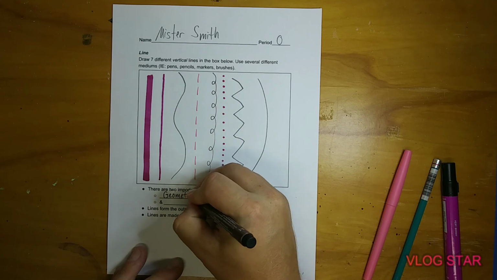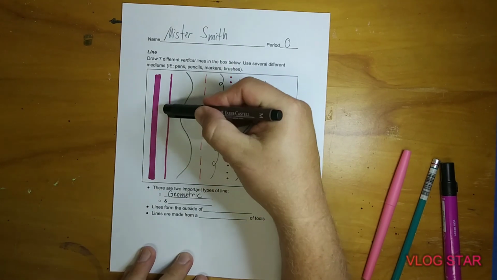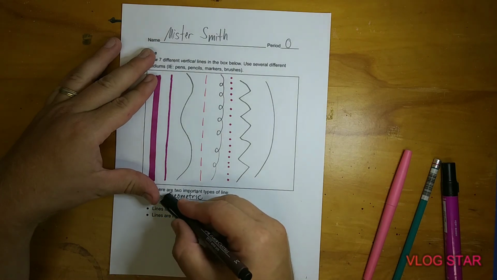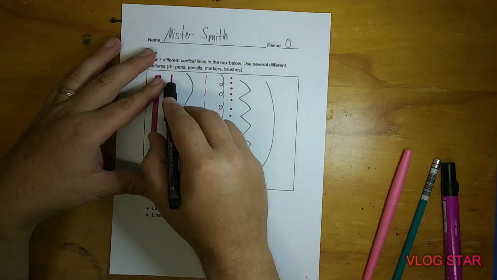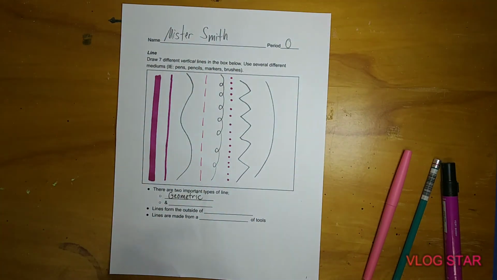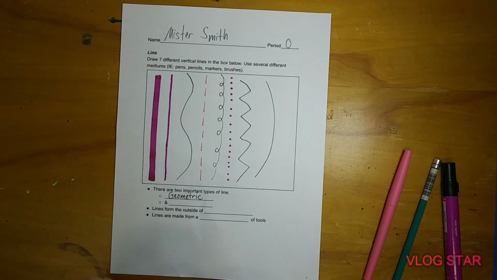Geometric lines are very easy to measure. This one is close. If I really wanted it to be geometric, I probably would have gotten a straight edge and used my tools so that it wasn't natural, like the natural mark of my hand. I would have forced it into a straight line using a tool that helps me.